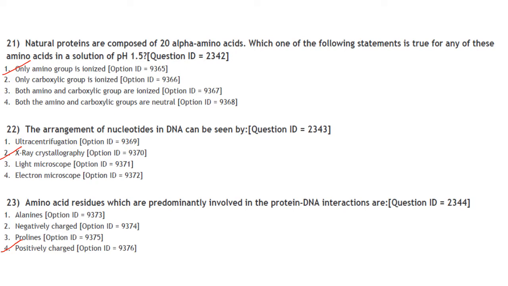The amino groups, that is the side chain as well as the terminal amino groups, they will have a pK of approximately 10 and this is greater than the pH and they will be ionized. So the only group that is ionized will be the amino group. So the answer is option 1, only amino group is ionized.